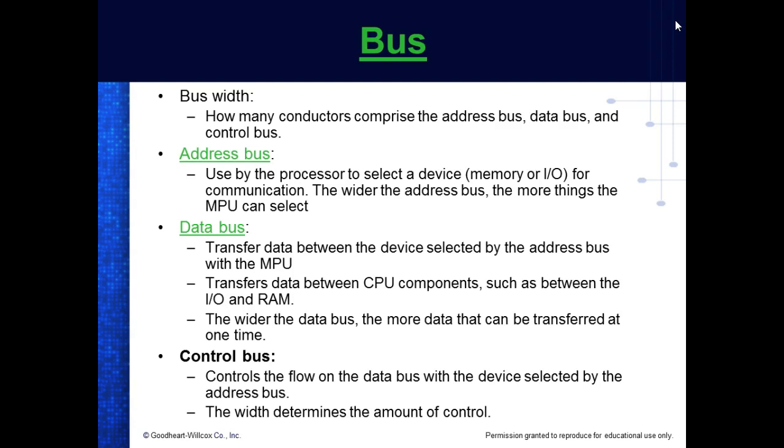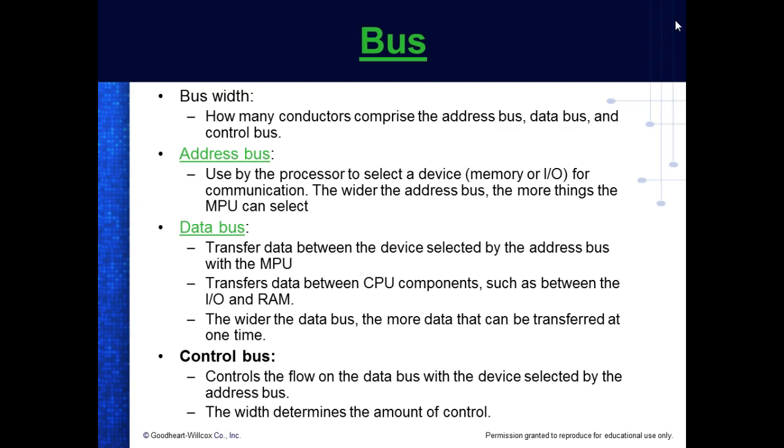It's just like when I want to send you something, I'm not talking to your address. I use that address to select you, right? Everybody okay? Then we have the bus called the data. Now, the more conductors we have assigned to the address bus, the more things the microprocessor can select. That makes sense? Then we have what we call the data bus.